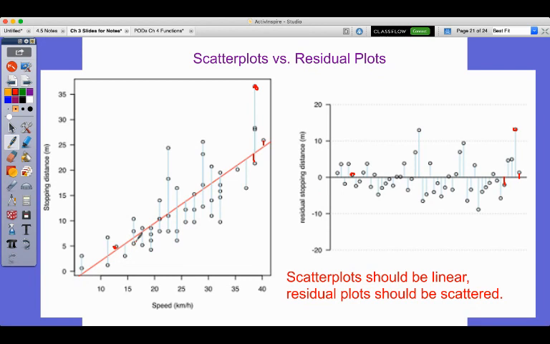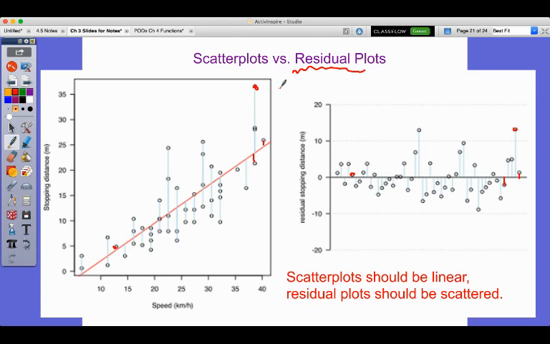Okay, so in a scatter plot, we want our points to line up and be relatively linear, right? And we have a correlation coefficient that measures that. The residual plot should be scattered after we've done it. And the reason why we call it a residual plot, it's kind of funny. We want the scatter plots to be linear. We want the residual plots to be scattered.